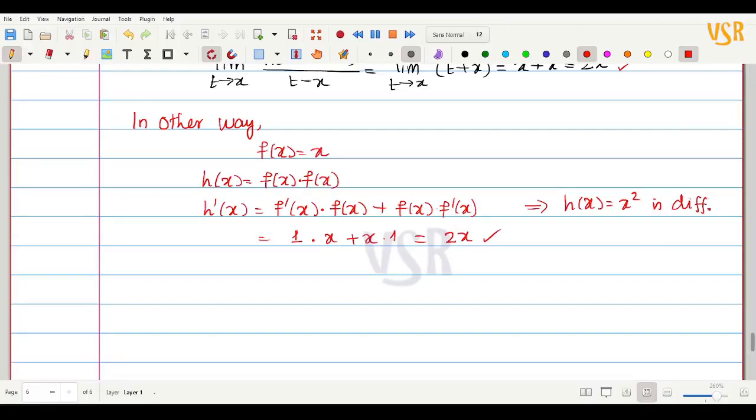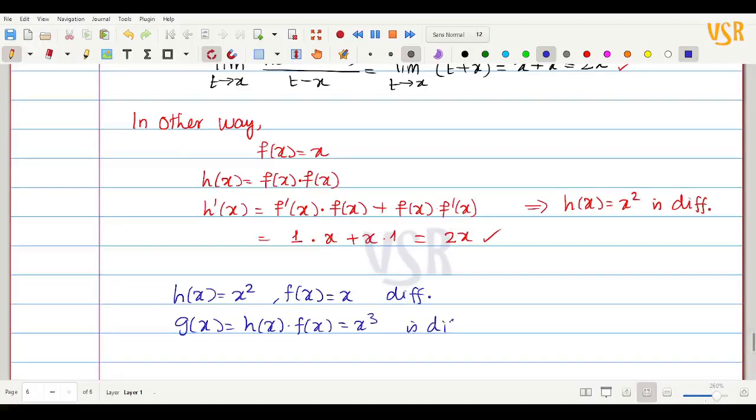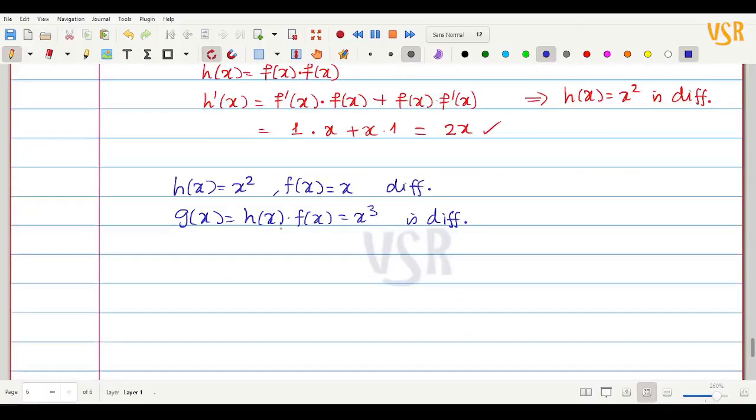Correct? Now what do I do again? Let me write the next one. Okay, see, h of x equal to x square and f of x equal to x are differentiable. Then the multiplication of these two, I call it g of x, which is equal to h of x into f of x. So this is x square into x, x cube, is differentiable. How is it differentiable? g dash at x is equal to, by our rule, h dash at x into f of x plus h of x into f dash at x. Correct?